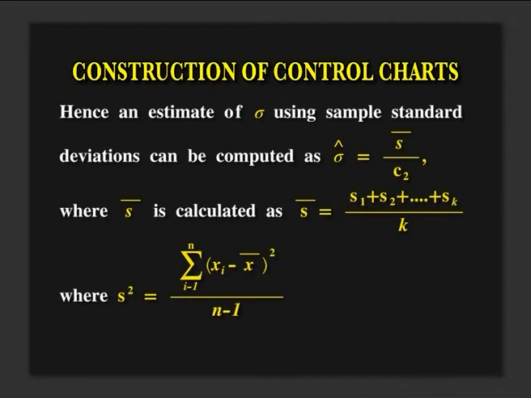Hence, an estimate of sigma using sample standard deviation can be computed as sigma hat is equal to S bar by c2, where S bar is calculated as S bar is equal to S1 plus S2, etc. plus Sk divided by k, which is nothing but the mean of the standard deviations of different subgroups, where the standard deviation of each subgroup is calculated as S square is equal to summation i equals 1 to n, xi minus x bar whole square, whole divided by n minus 1.